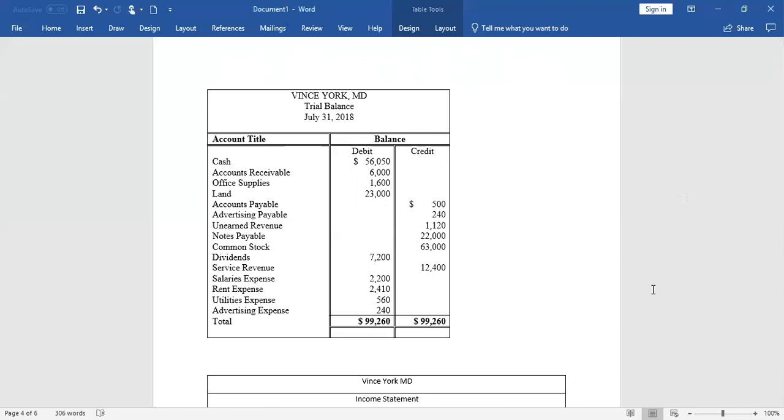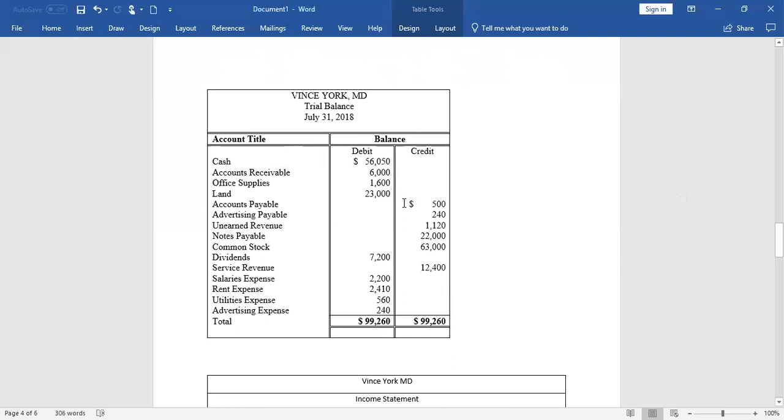Okay, but this is more transferring. So I'm not going to drive you crazy going back and forth here. But if you look at your T accounts that we just created, that's where you're getting the information. So cash, debit column, balance $56,050. Accounts receivable, $6,000 debit balance. Office supplies, $1,600 debit balance. Land, $23,000 debit balance. So there's all of our assets listed together. I don't care what order they're in, just as long as they're all listed together first.